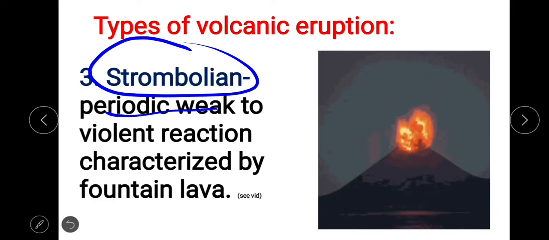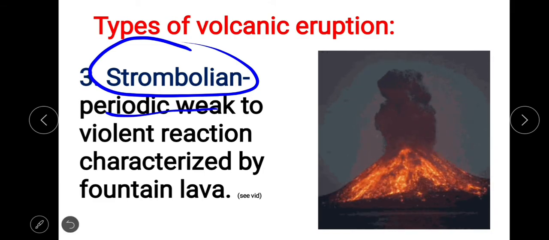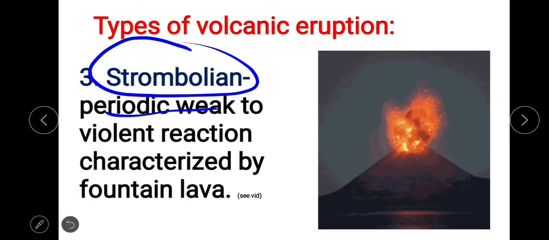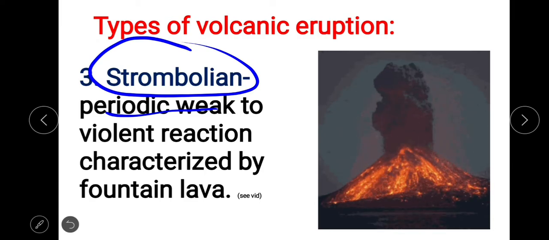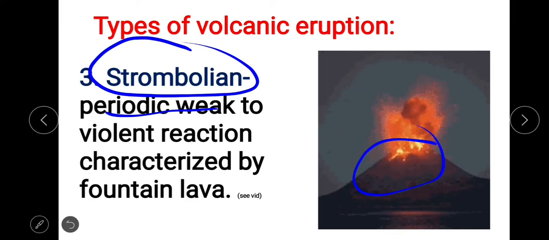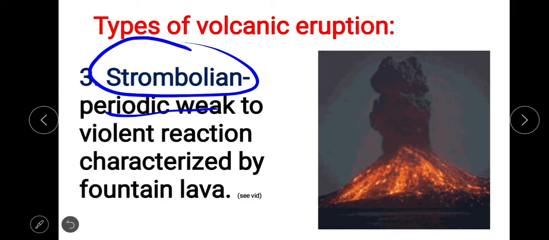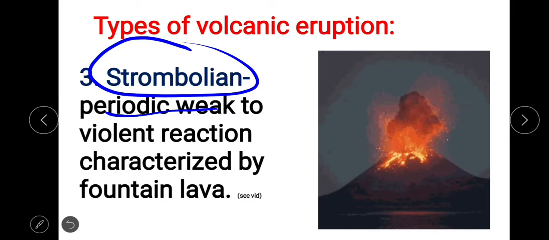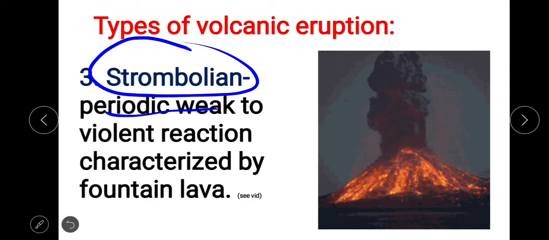Periodic quick to violent reaction, or sometimes it is called a magmatic eruption because, as we can see in the picture, magma is already flowing out of the volcano, just like this one. Magma already comes out from the volcano, just like in the picture.